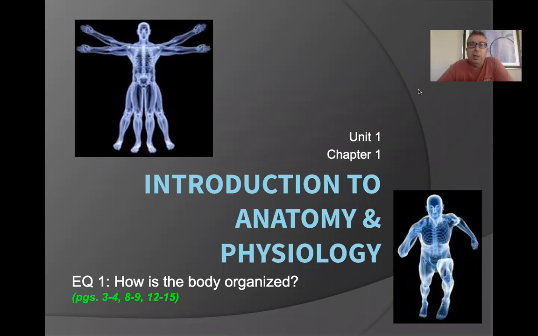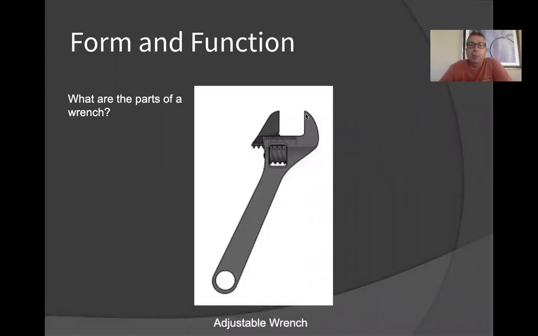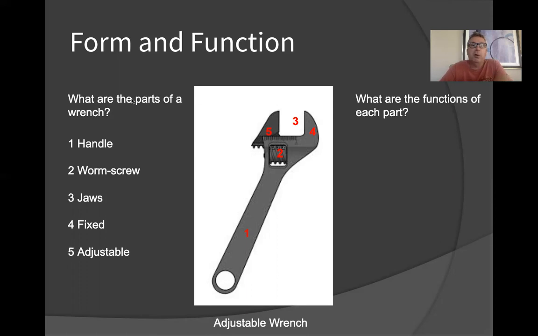So, we're going to talk about the difference between anatomy and physiology. When you talk about anatomy, we're talking about the parts of the wrench, right? So we have the handle, the screw, the jaws, the fixed part, and the adjustable part. Those would be both of the jaws, then the fixed part, and then the adjustable part. And when we talk about physiology, we're going to talk about the function.